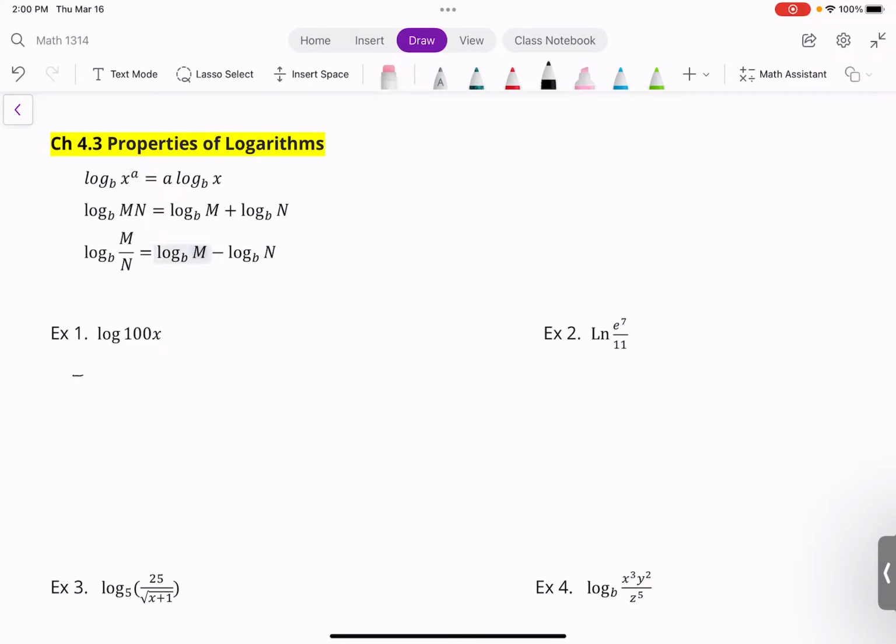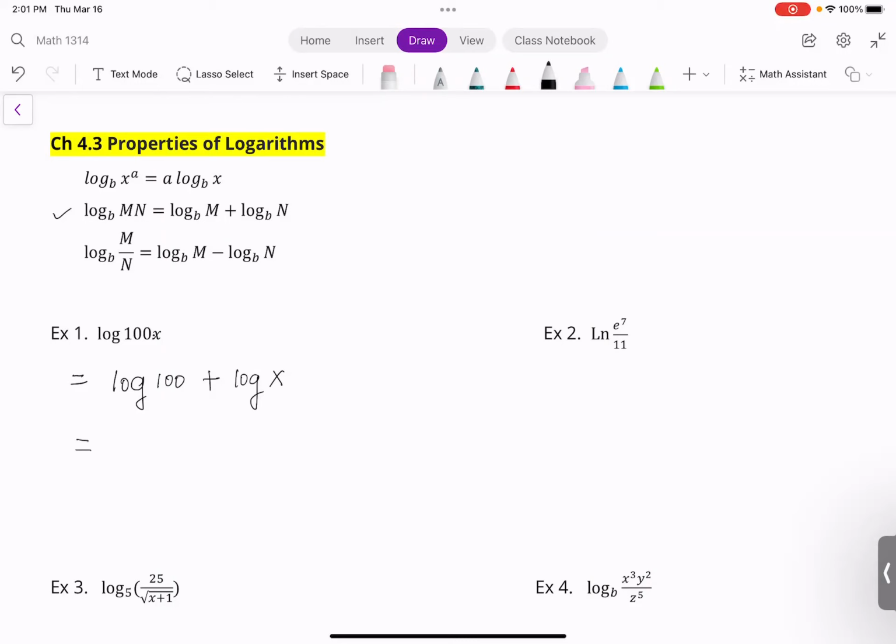So first, let's split the log of 100x into two parts. We know that inside of the log, we have multiplication. We're using the second property. We can have two terms, log 100 plus log x. If I can continue to simplify the terms, I can do that.